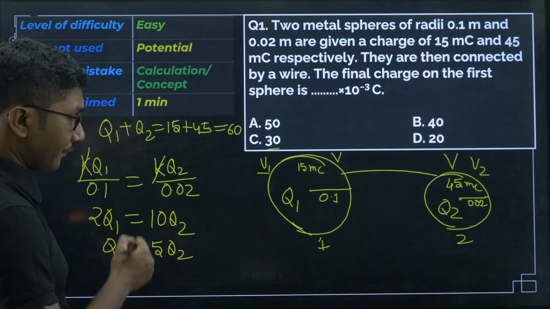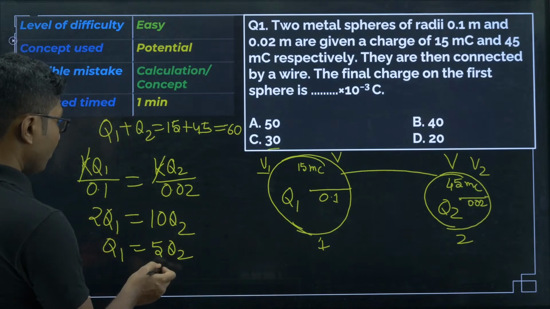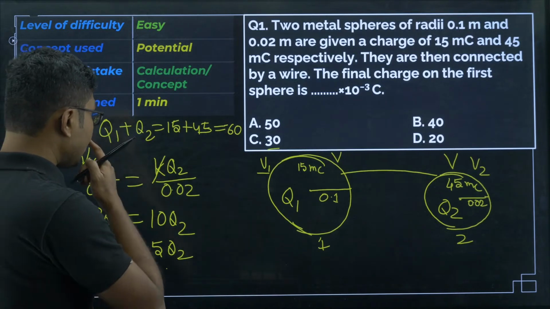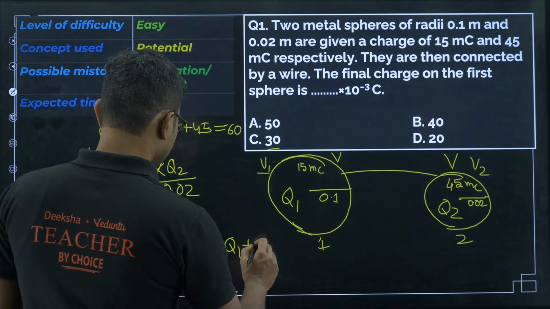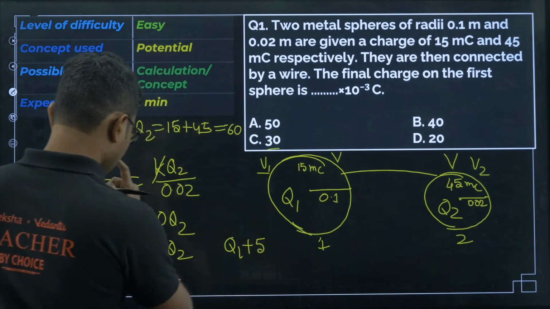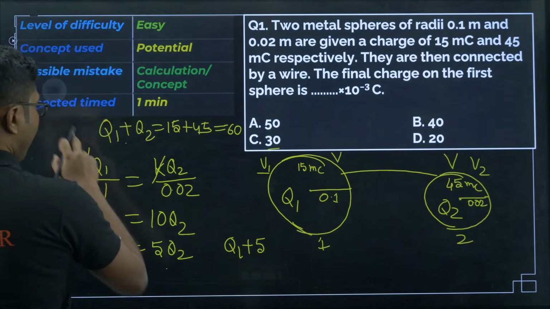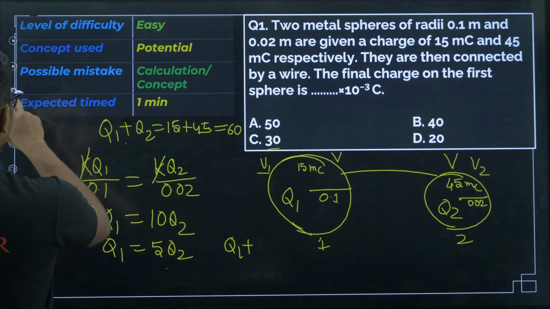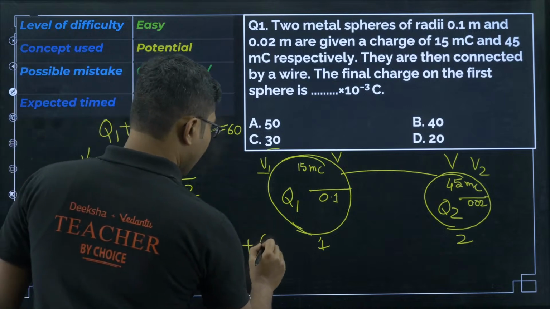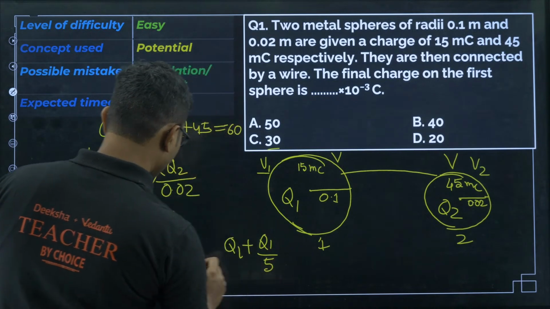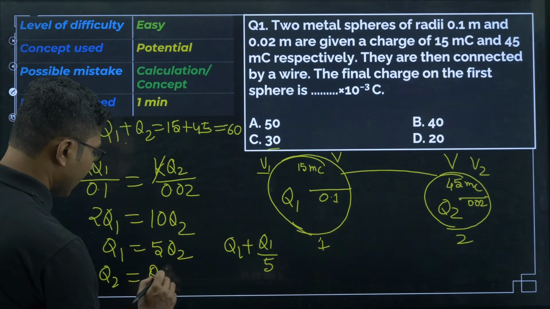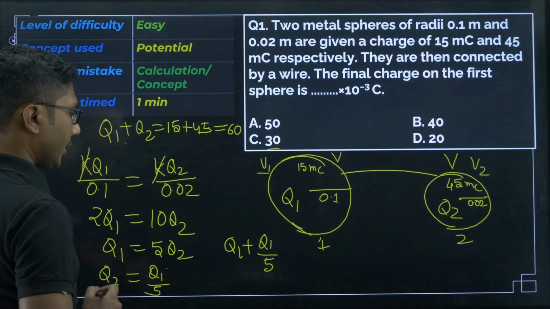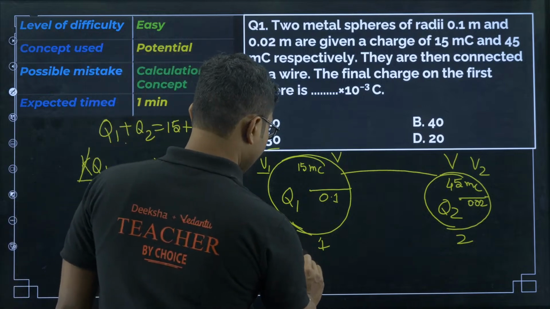So this is the final charge distribution. Now you have to put them in the top equation. So Q1 plus 5, just a second, Q1 plus Q1 by 5. We are trying to find Q1, right? So from here we will substitute Q2, so that directly we get only Q1. So that will be equal to 60.